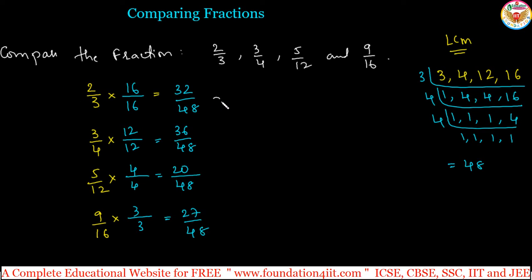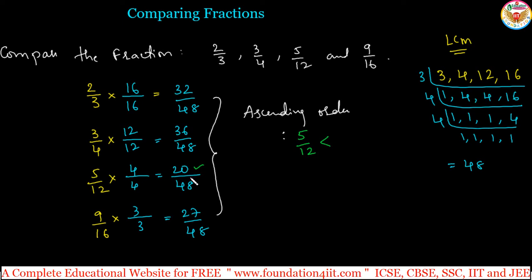Now based on this, we can write ascending and descending order. First, ascending order. Ascending order is nothing but small to big. So which is the smallest? All the denominators are the same, so according to the numerator, 20 is the smallest. So 20 by 48 is the smallest, that is exactly equal to 5 by 12. So 5 by 12 is less than the next one.